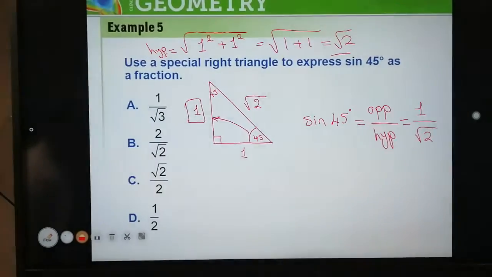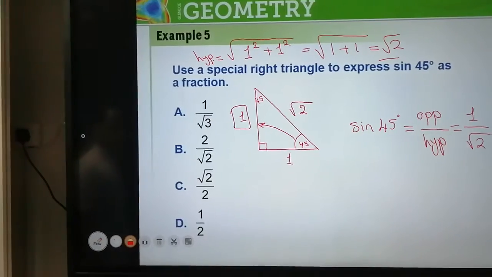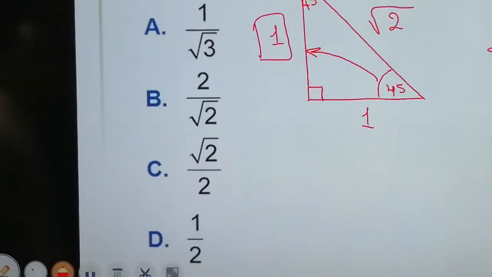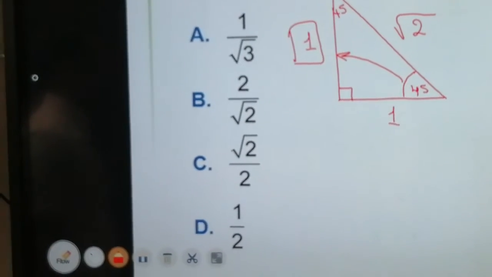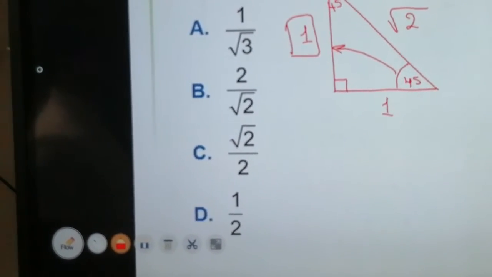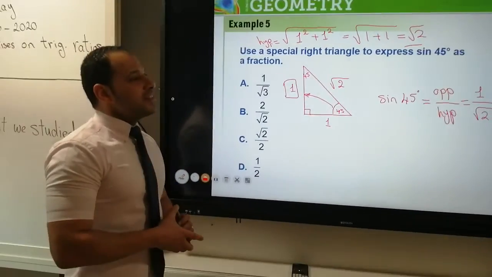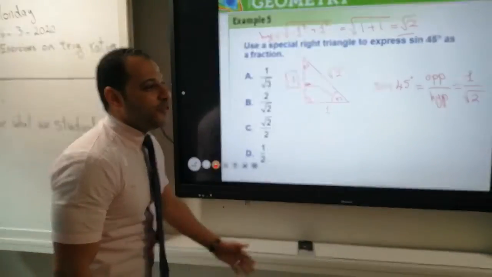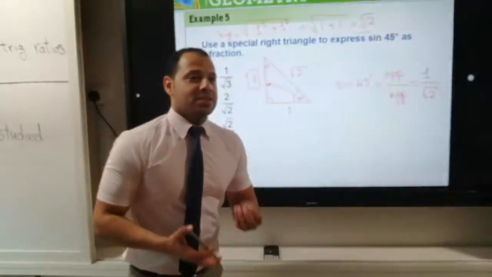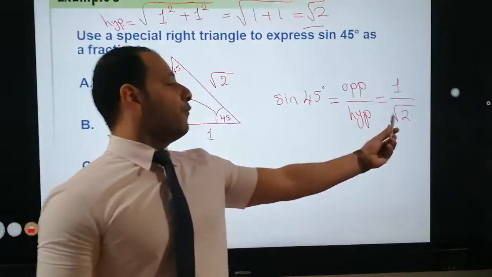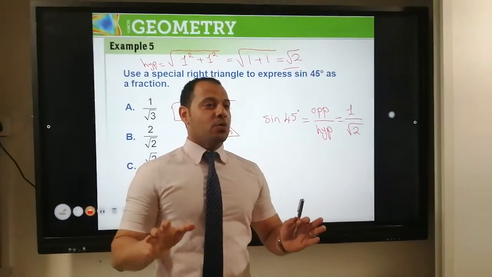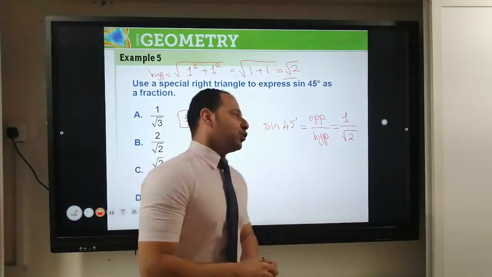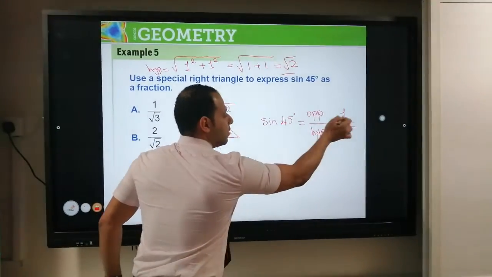Look at the answers. I don't find 1 over root 2. What's the problem? I hear your answer. Excellent, Mishari. You said that this is not the simplest form. The simplest form can't have a root in the denominator. What shall I do? Multiply by 1, which is root 2 over root 2. Excellent. So I need to simplify this.